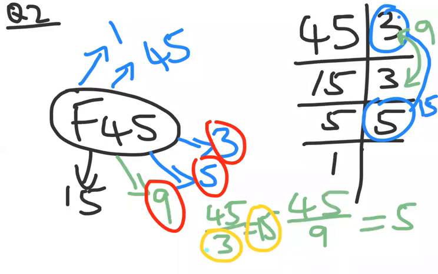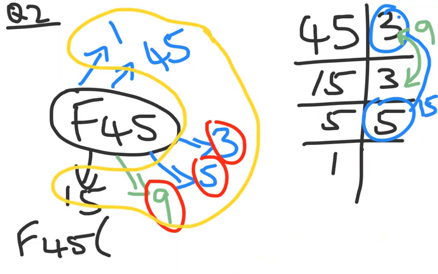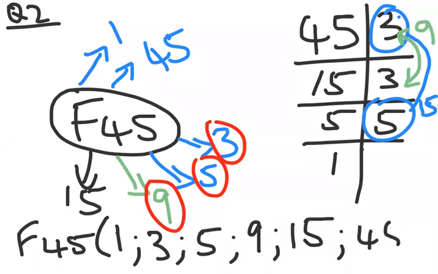So let's write this out in a proper maths answer. Everything I've done now is just the workings of it. But to write the final answer properly, you just say factors of 45 in brackets, and then everything that we've done, you write from smallest to biggest. So it's 1, then 3, then 5, 9, 15, and 45. So there we have that answer. Now we have everything. Let's go to question 3.